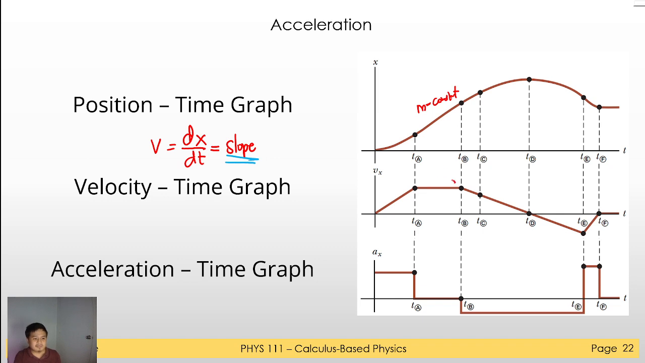Therefore, the velocity is also constant. So the slope is positive, and then constant. Therefore, the velocity is also constant and positive. Okay, let's write this down. So m is increasing, okay, and then positive. So this is increasing also, no?